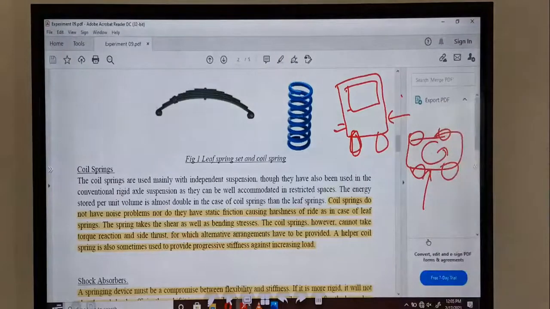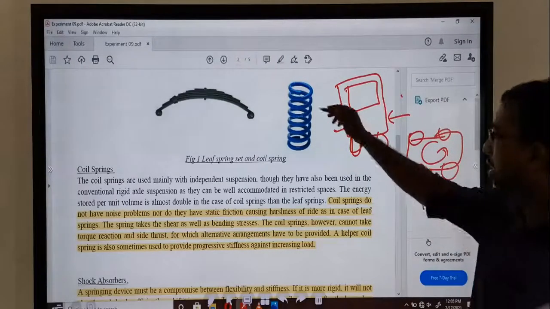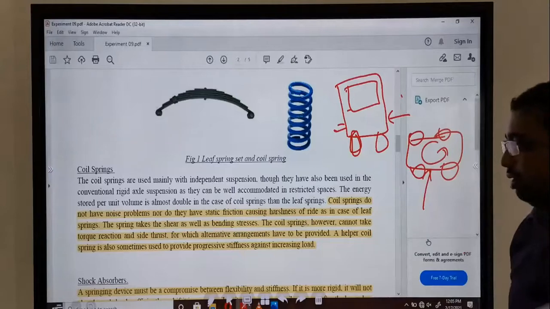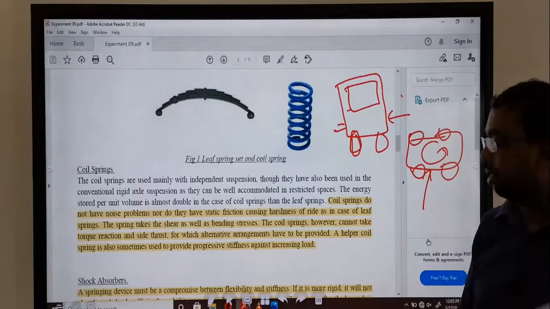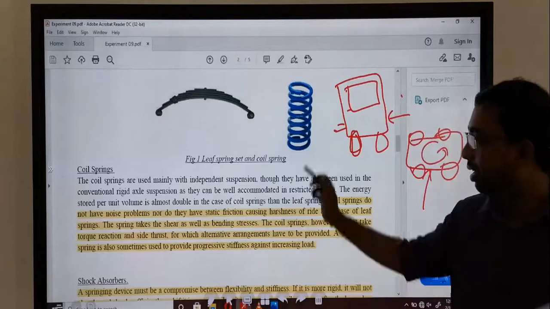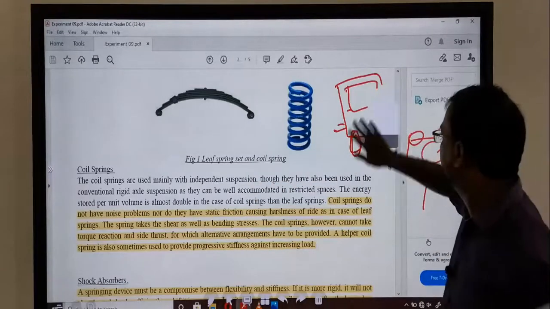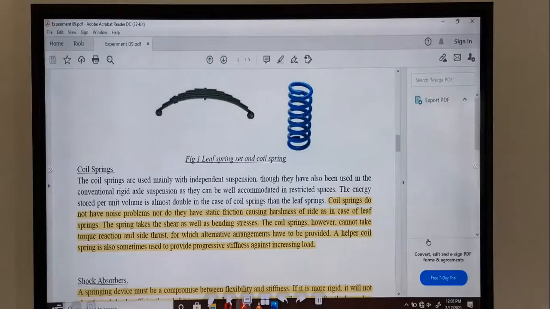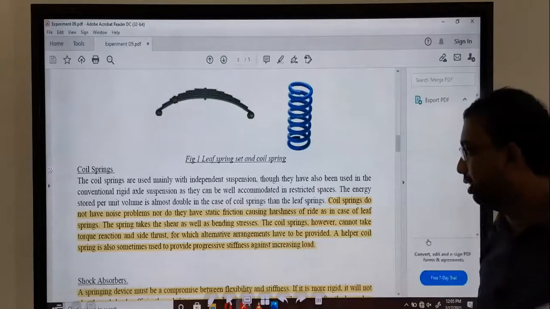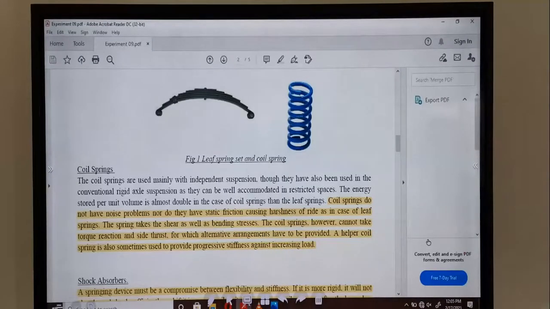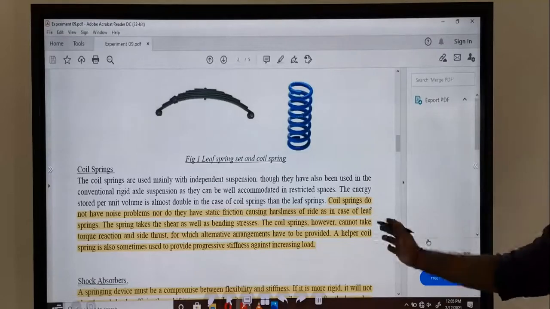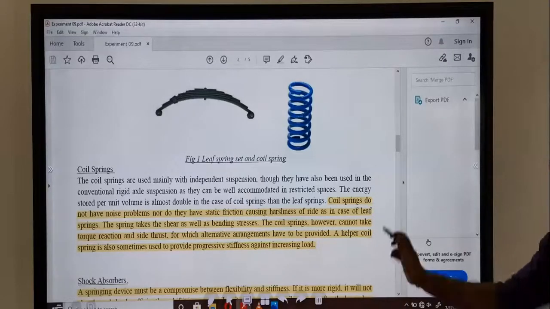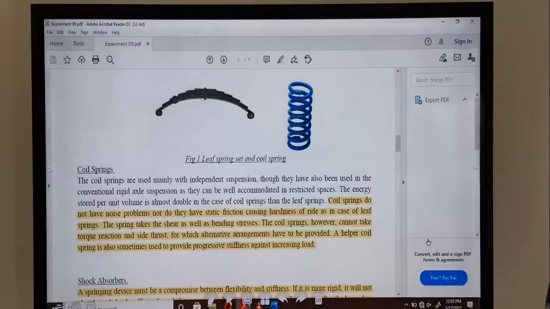But a single coil spring cannot prevent the vehicle from this side thrust. So a helper coil spring is sometimes used to provide progressive stiffness against increasing load. Additionally, another helper coil spring is also provided to overcome this issue in some way.